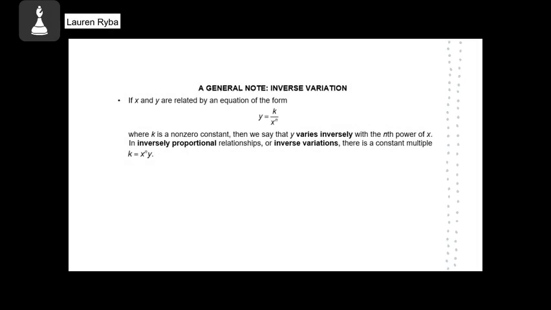The other type of relationship we have is called an inverse variation. And this one is going to be y equals k over x to a power. So now we have y varies inversely with some power of x. We will follow the same process to create our equation, find k, and then solve for the missing variable.